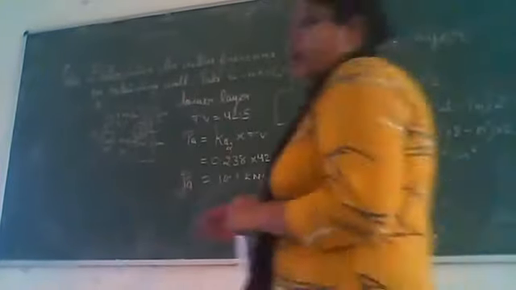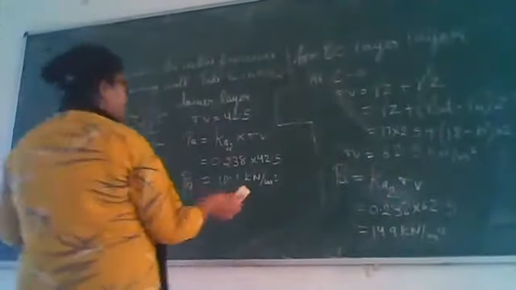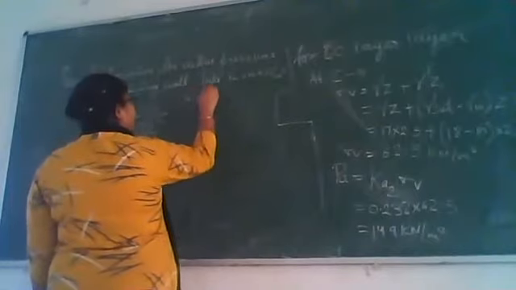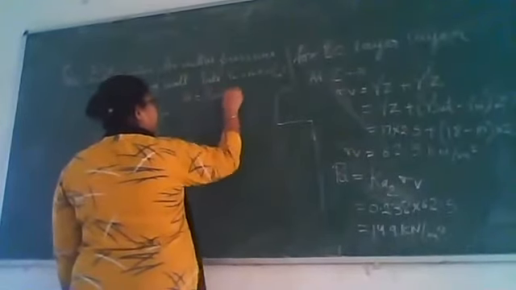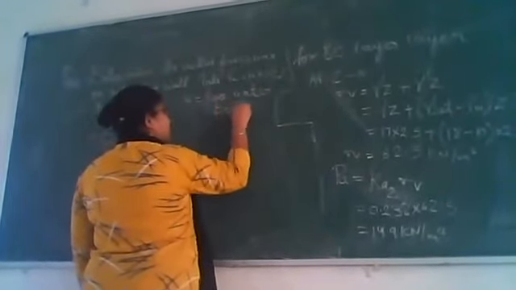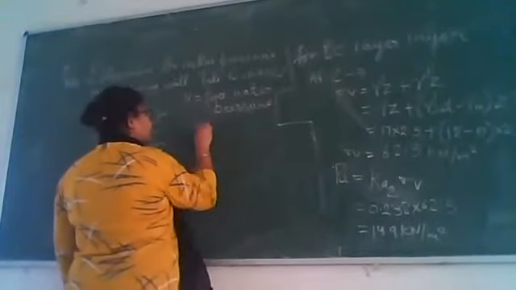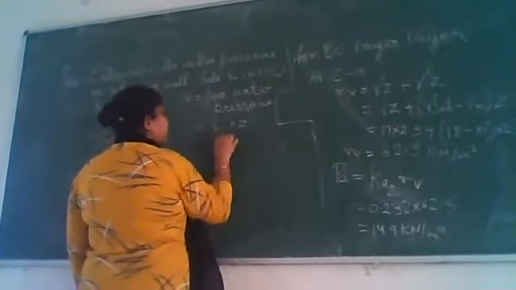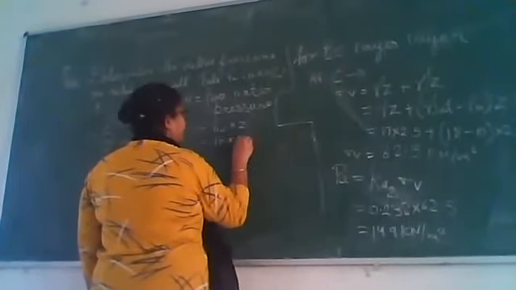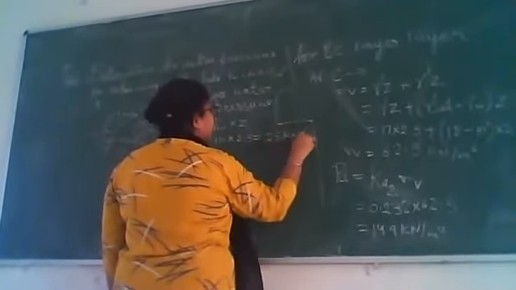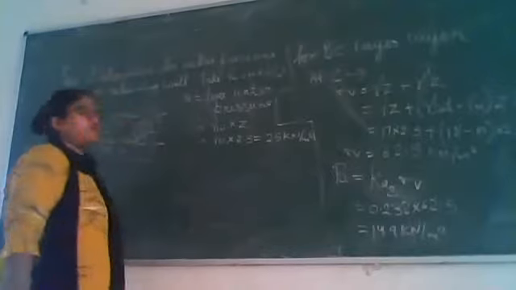Now, what we have to do next is find the pore water pressure. Pore water pressure is gamma W multiplied by Z. What is gamma W? 10. That is 2.5. My value is 25 kilonewton per meter square. This is my pore water pressure.